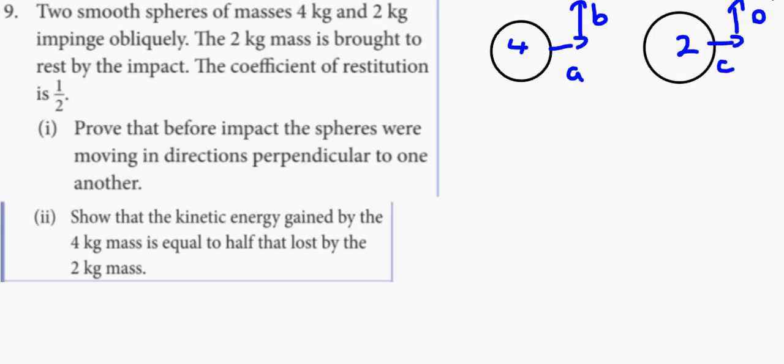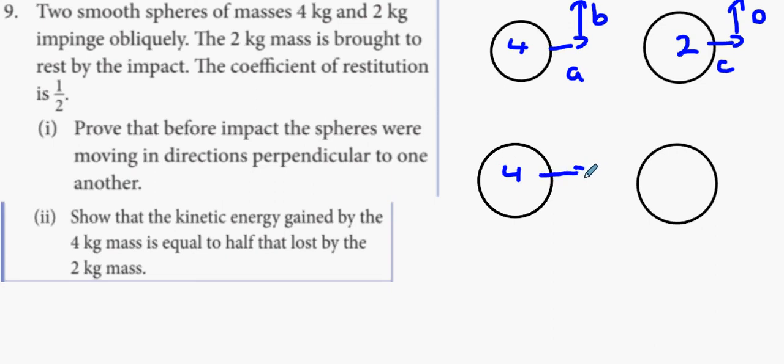Good. All right, let's do the after collision then. The 4 kilogram mass, and A no longer exists, so something else exists. I don't know, use this as D, and this can be 0 and 0, and that is still B. Prove that before the impact, spheres were moving in directions perpendicular to one another. All right, no bother. Let's just get V1, V2 and see what happens.